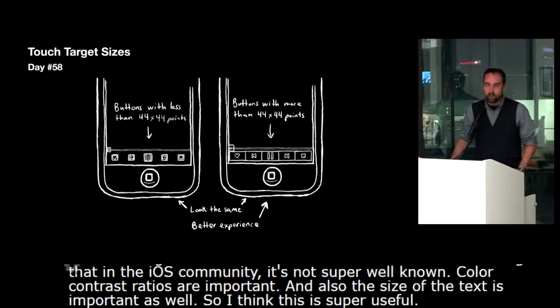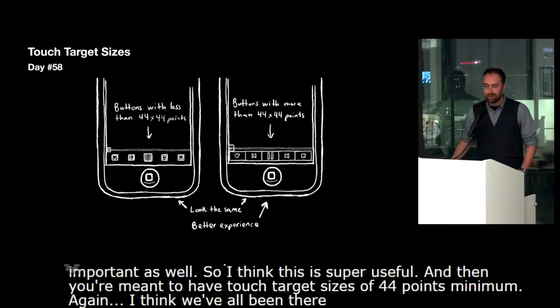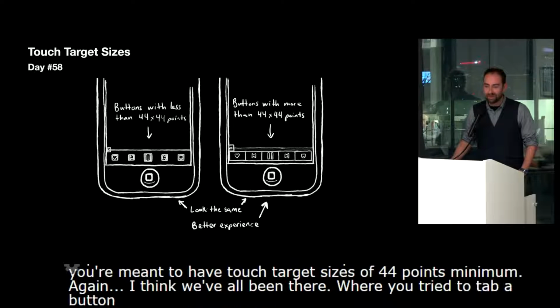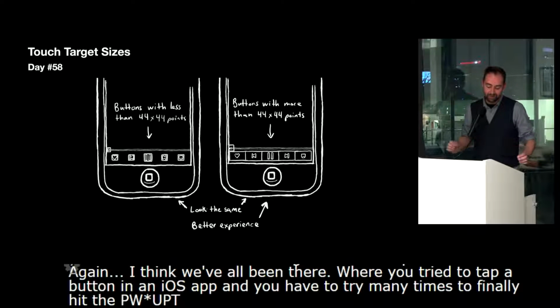And then Apple recommends to have touch target sizes of 44 by 44 points minimum. And again, I think we've all been there, where you try to tap a button in an iOS app and you have to try many times till you finally hit the button. And most of the time you think it doesn't even need to look different. It's just that the size of the button is small, right?